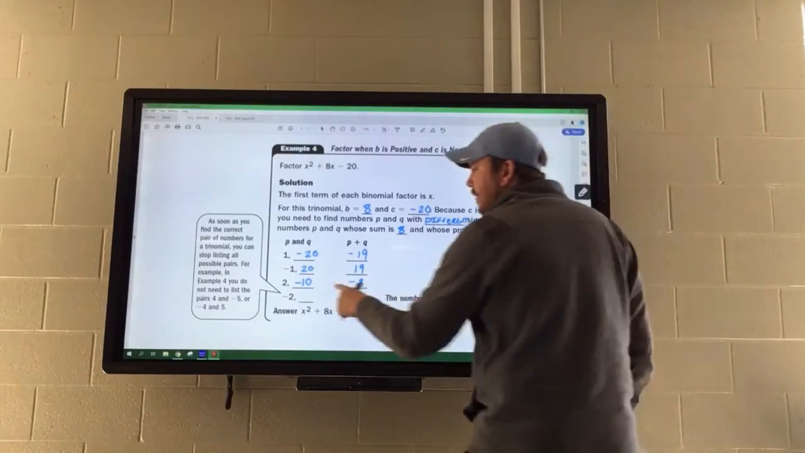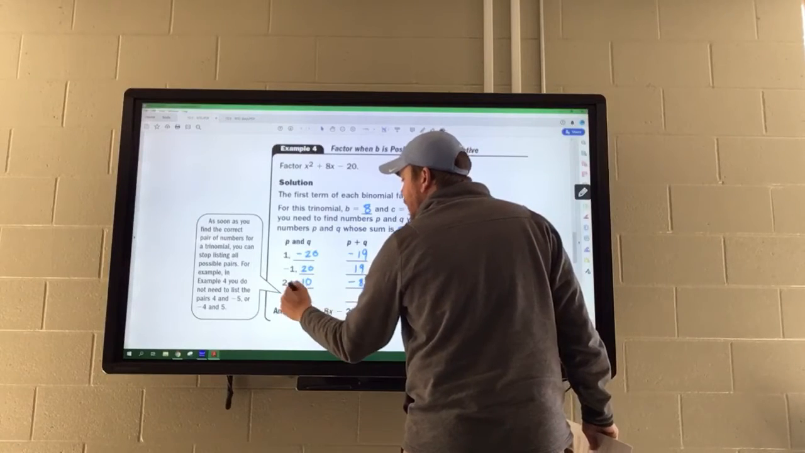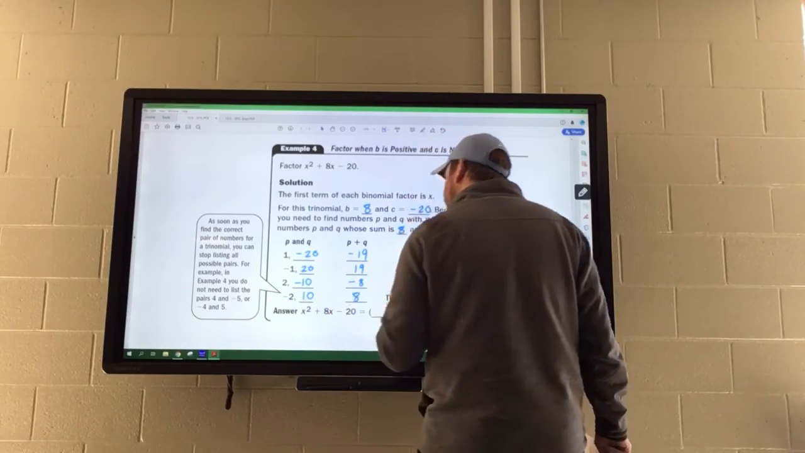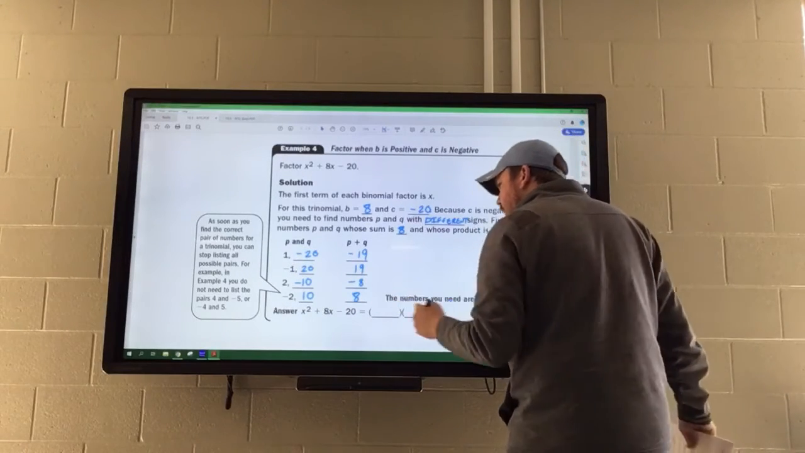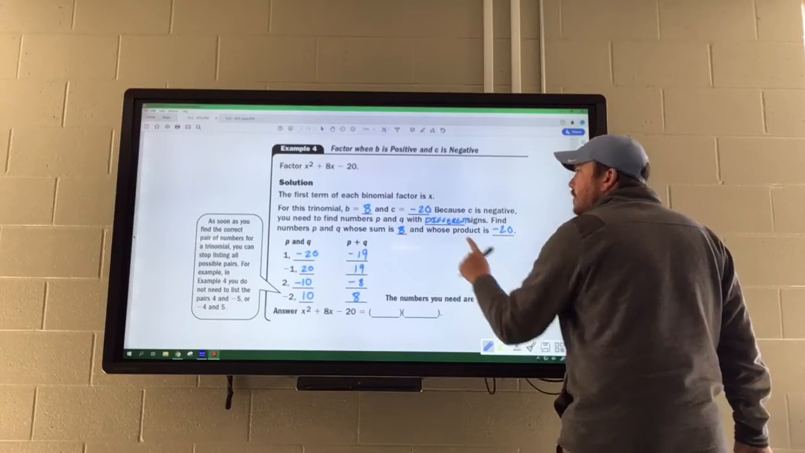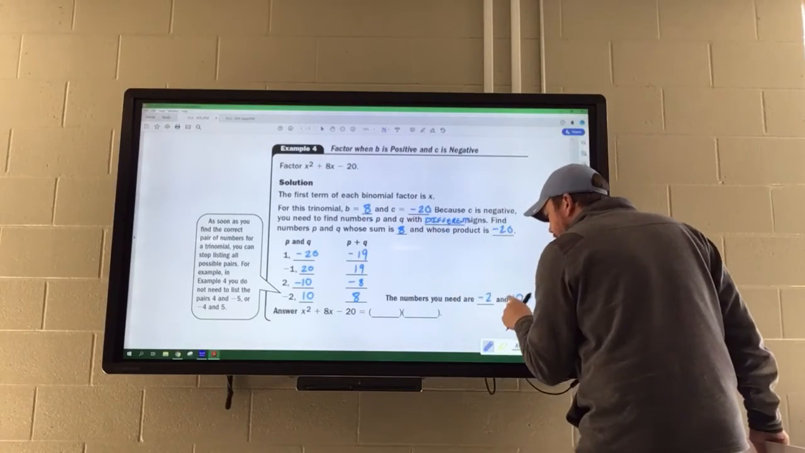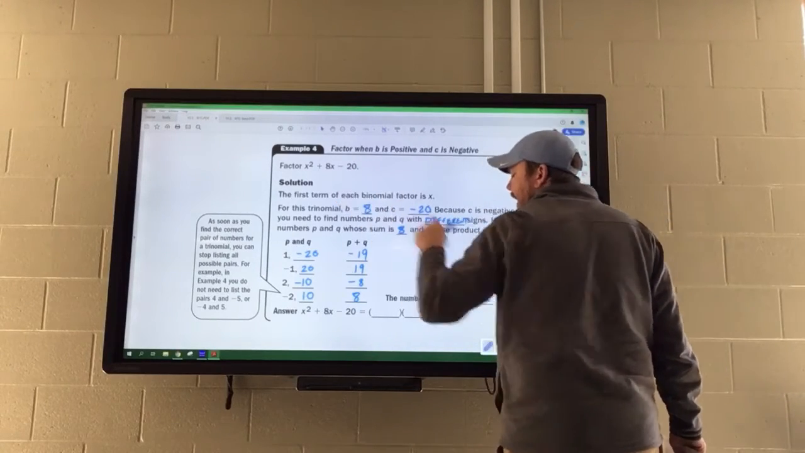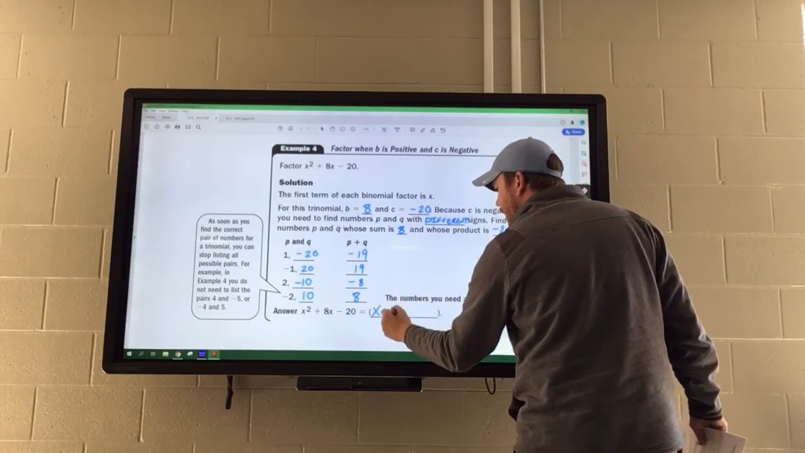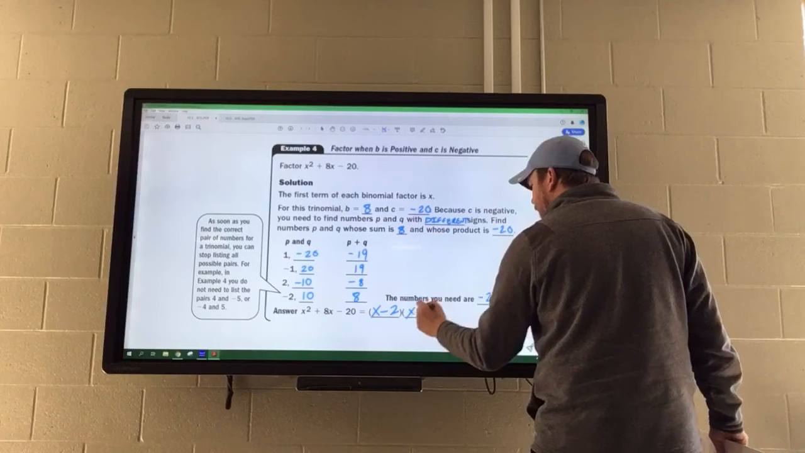So maybe instead of doing positive 2 and negative 10, maybe we do negative 2 and positive 10. When added together, you get 8. So the numbers we need are negative 2 and 10. Because negative 2 times 10 is negative 20, and negative 2 plus 10 is 8. So those are our factors. X minus 2 and x plus 10.